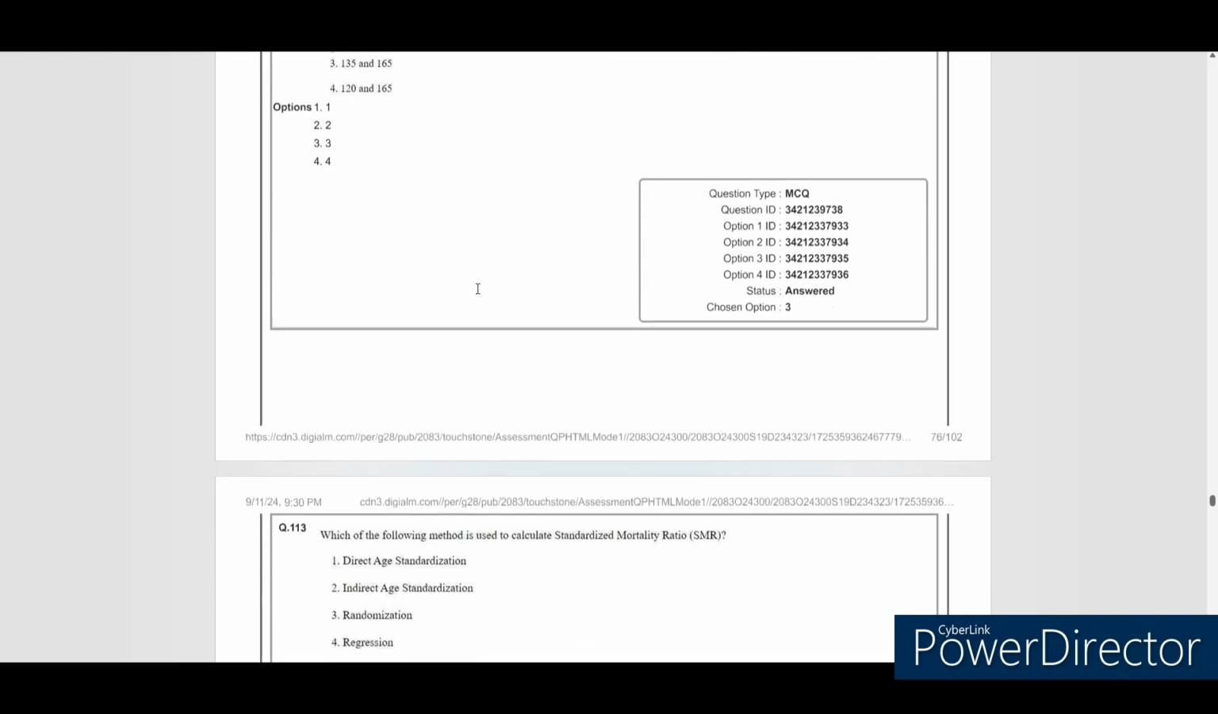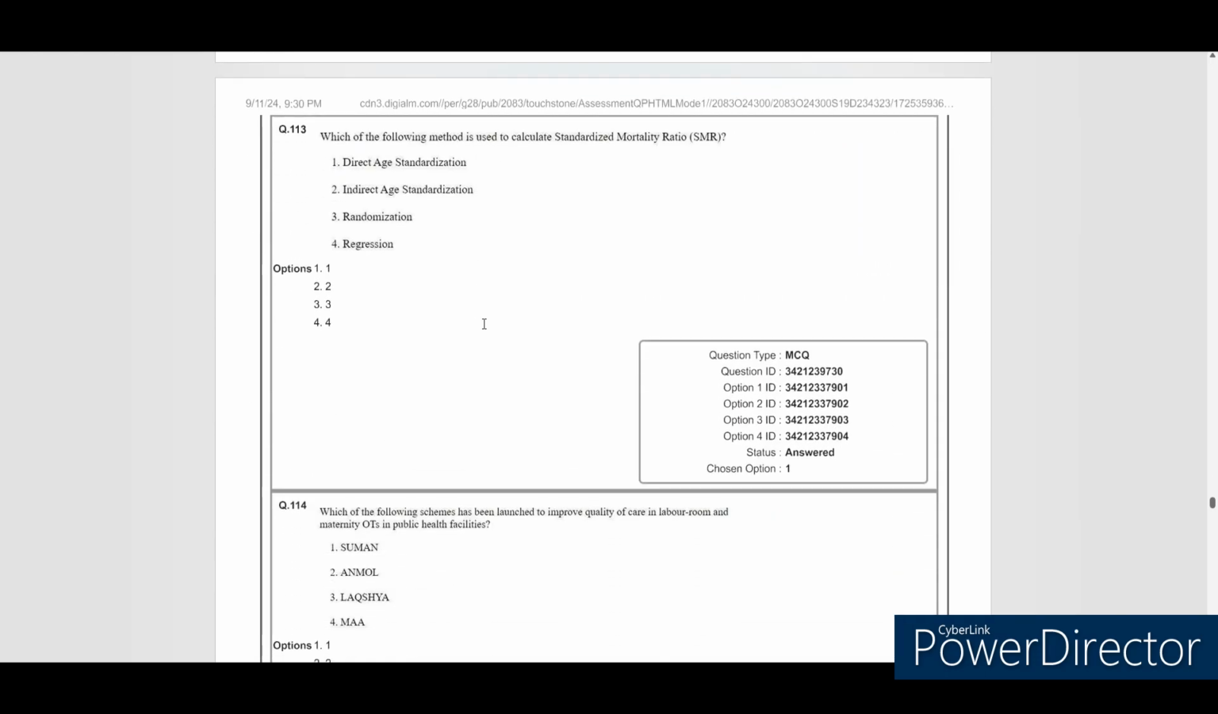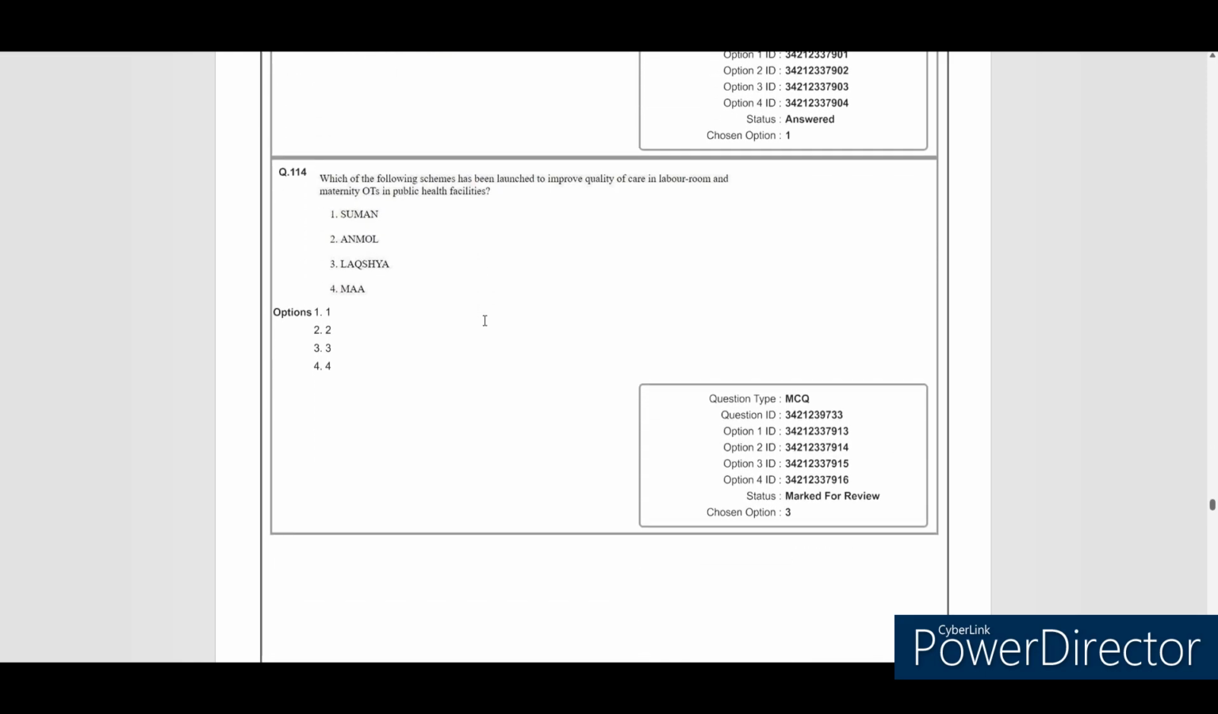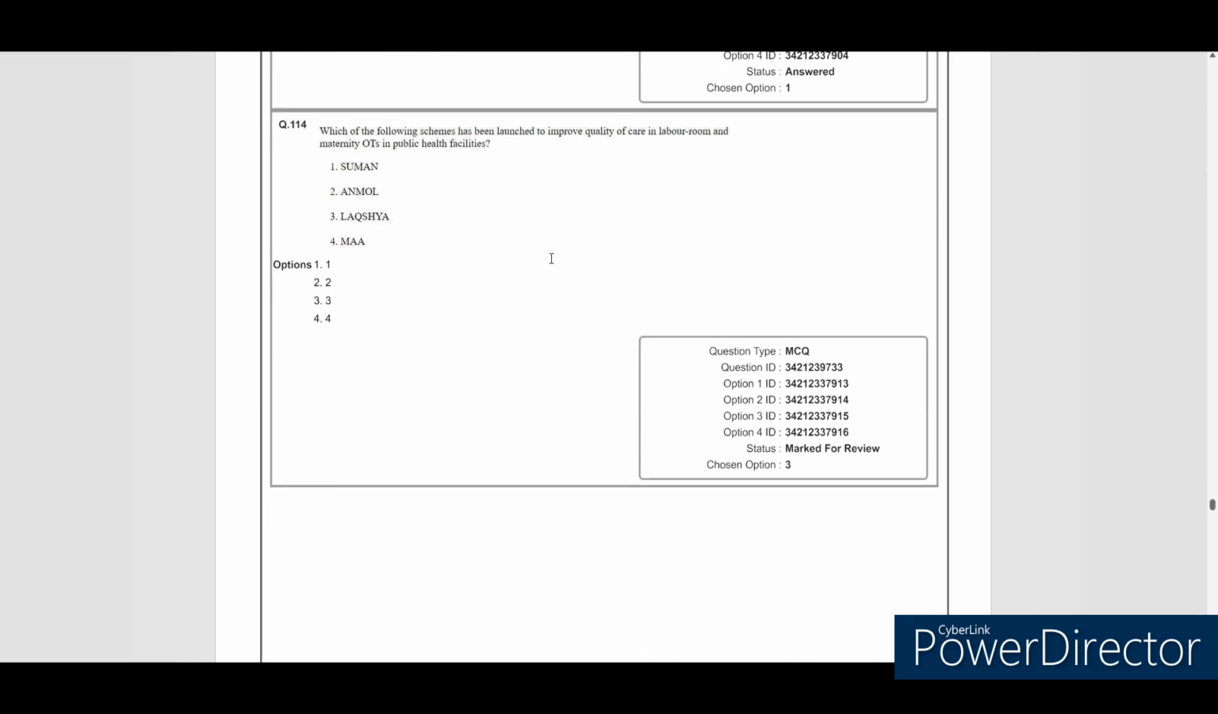Now coming to question number 113, which I can answer directly because I know it's indirect age standardization. But don't worry, I'm soon planning to post a video on standardization with some numerical examples. For the time being, you can just wait for that video. Now coming to the next question, that is improving quality in labor room. It is a very easy question, that is Lakshya.